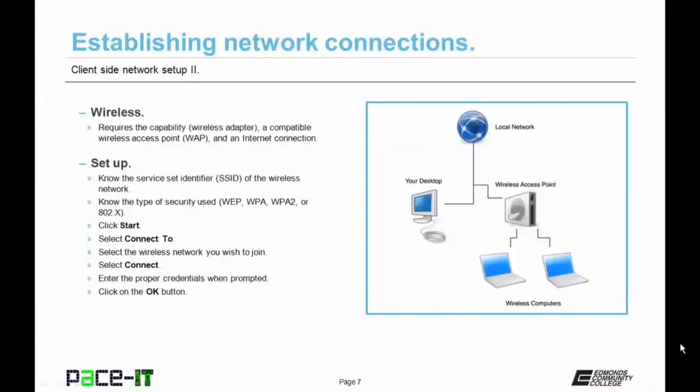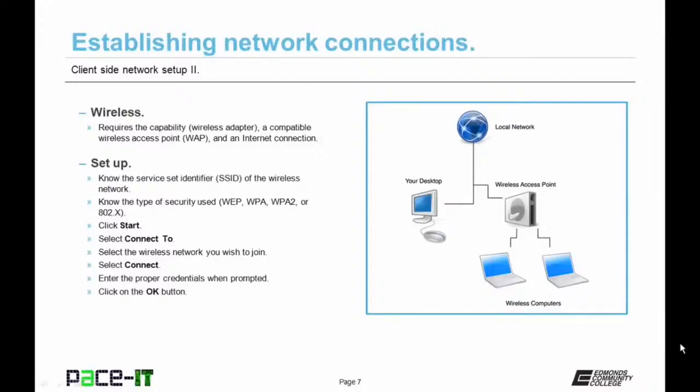Now let's discuss wireless network connections. Now, wireless networks require the capability, so you need to have a wireless adapter at the minimum for your PC, and a compatible wireless access point, a WAP. And if you really want to add functionality, you need an internet connection. So how do you set one up?